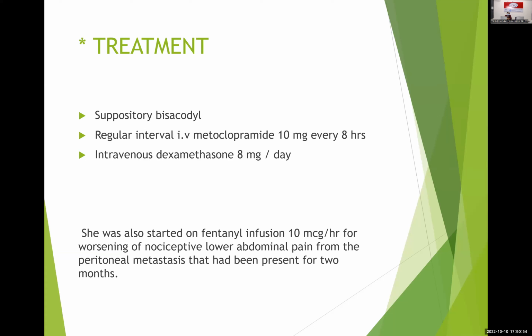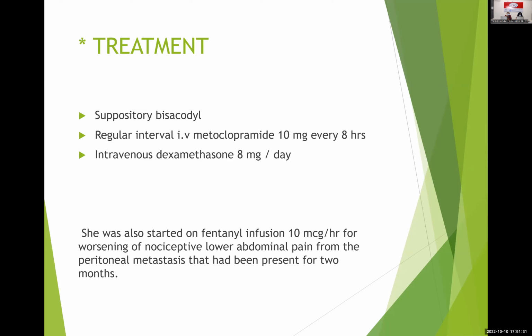And the next thing is at regular intervals, they were giving her metoclopramide. And what happened after some time? She started developing pain. And for that, they started her on fentanyl infusion. What does that suggest? She's having worsening of symptoms. That means we have to stop metoclopramide there. And also the dexamethasone dose is not sufficient. You have to start at a higher level and then taper it down.